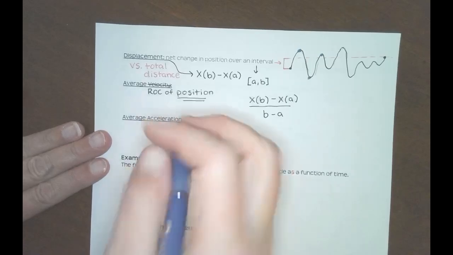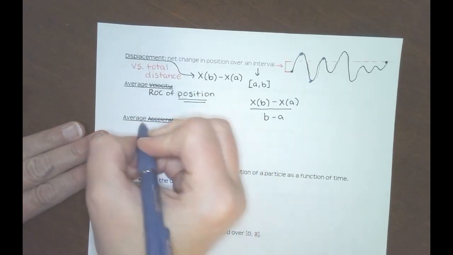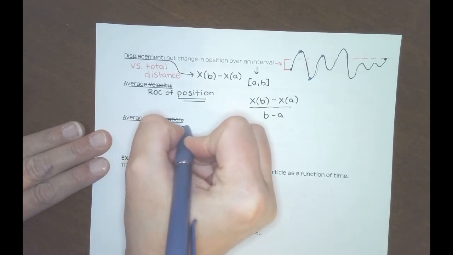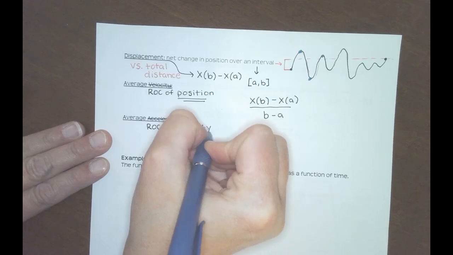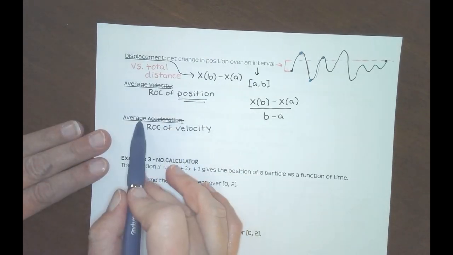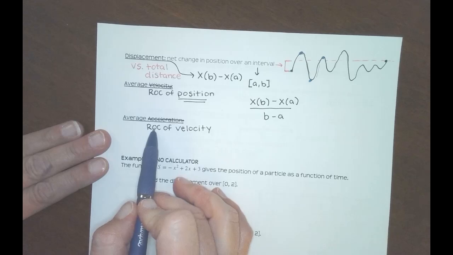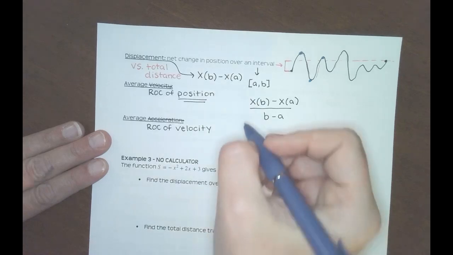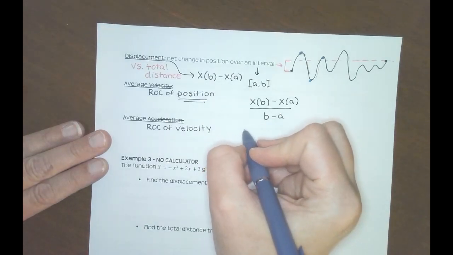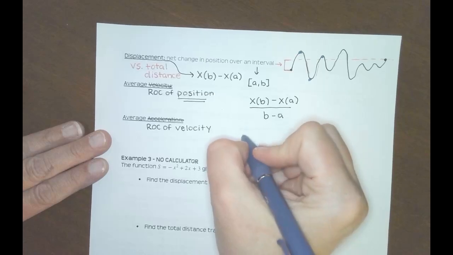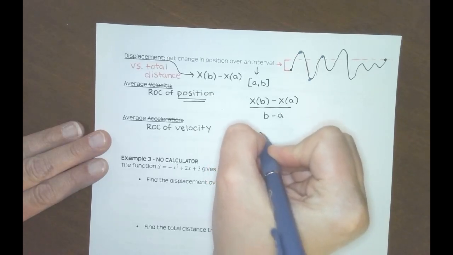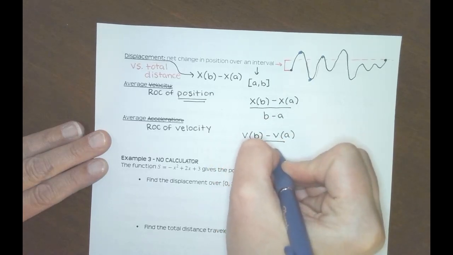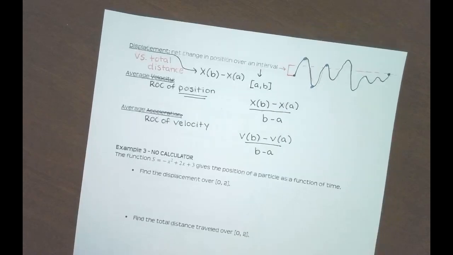Average acceleration, let's use kind of the same reasoning here. Acceleration is the rate of change of velocity. So when I ask you for average acceleration, I'm asking you for an average rate of change of the velocity function, not of the acceleration function. So average acceleration will be the average rate of change with the velocity function. So I'm going to do v of b minus v of a over b minus a.